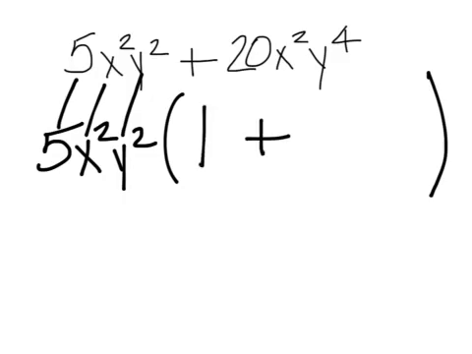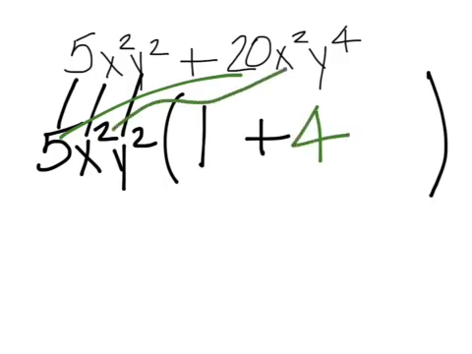5 times something is 20. 4. X to the second, and then go to x to the second. Just 1. Do I write 1? You sure the answer is not 41? All right. And then 2 plus something is 4. Y squared. All right, this is my final answer, right?